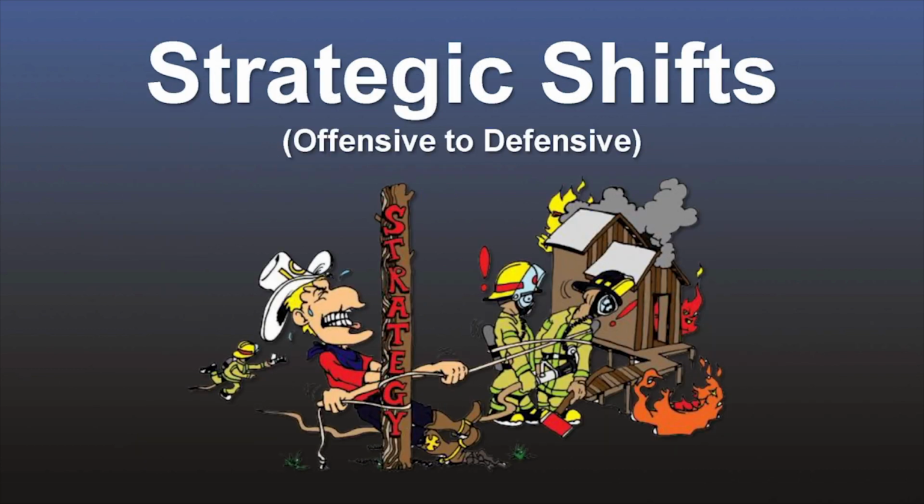Strategic shifts: moving from an offensive to a defensive strategy. When the offensive strategy is chosen on our initial arrival, most of the time, a well-placed initial attack solves the incident's problems. But there are many times, and for many reasons, that our initial and sometimes reinforced attack efforts do not solve the incident's problems and conditions continue to deteriorate, to the point where the critical factors indicate switching from an offensive to a defensive strategy.